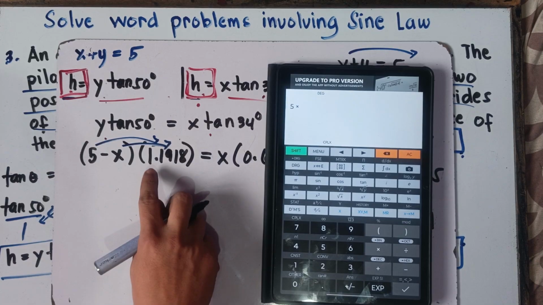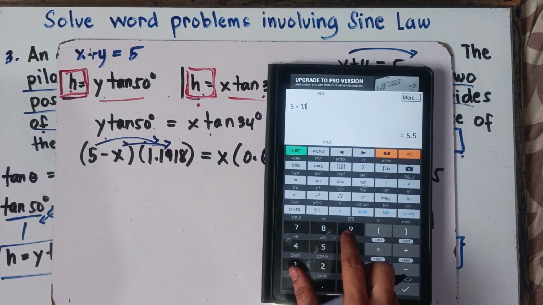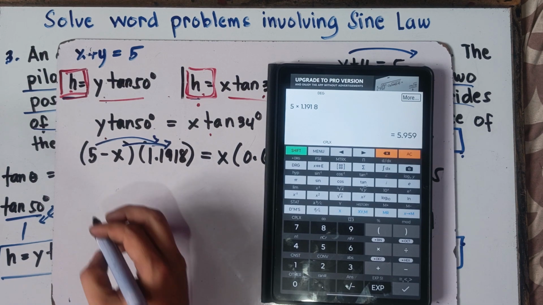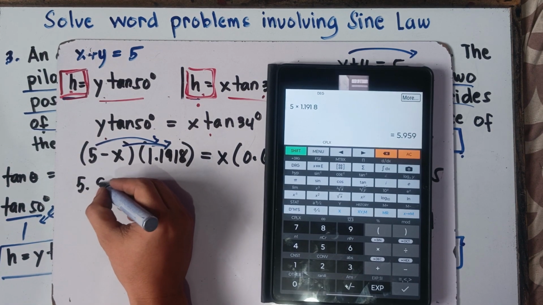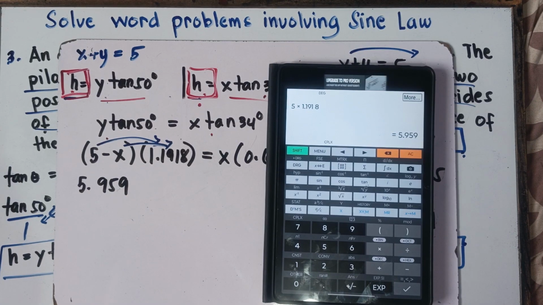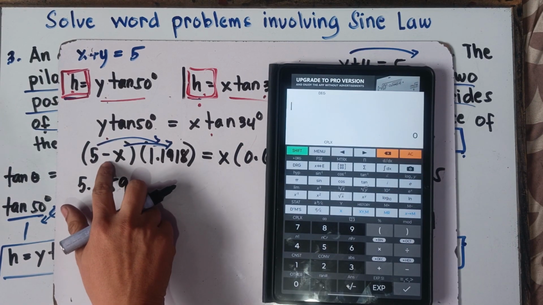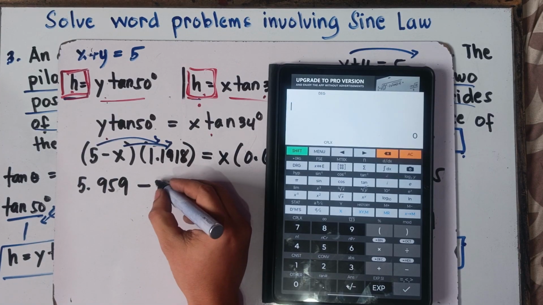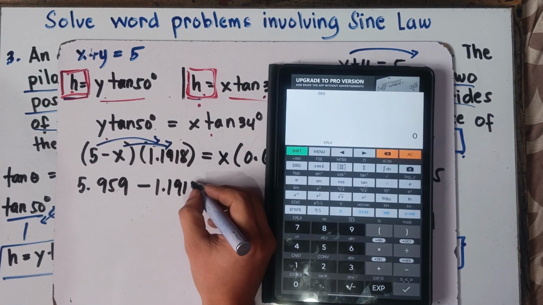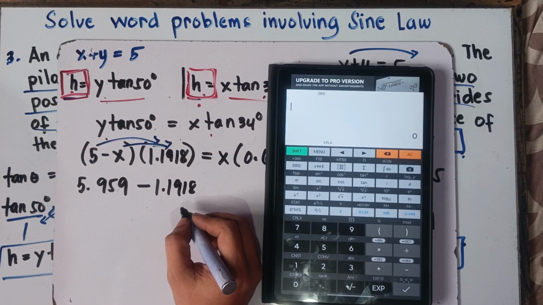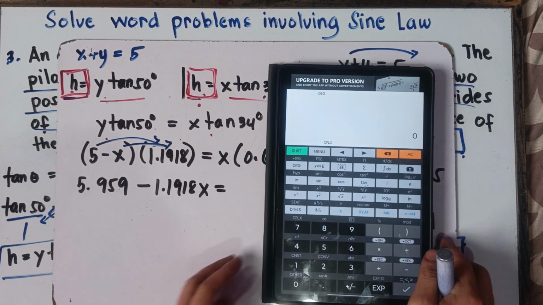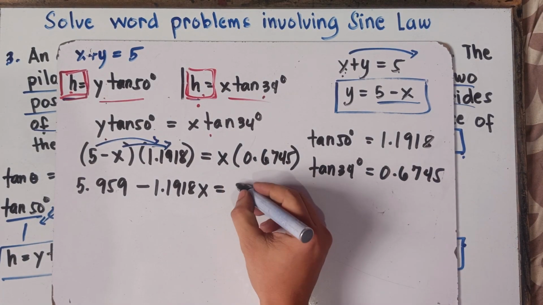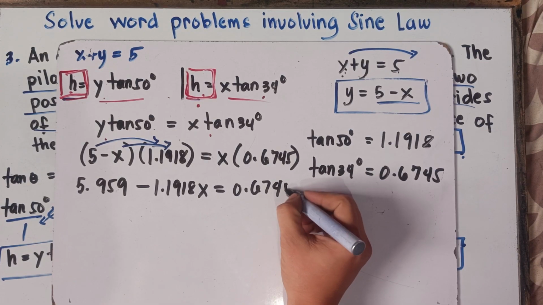5 times 1.1918. So 5 times 1.1918 would be equal to 5.959. And then negative x, so negative times positive is negative. X times this number, simply copy 1.1918, do not forget x. 1.1918x is equal to, and then multiply this one. So x times this number, simply copy 0.6745 and then x.